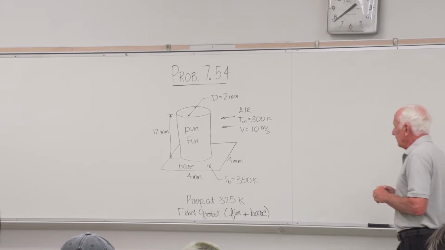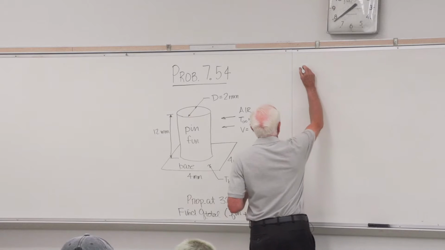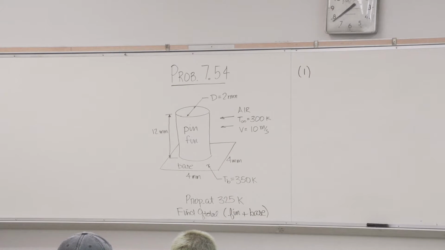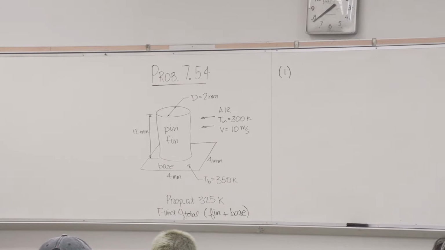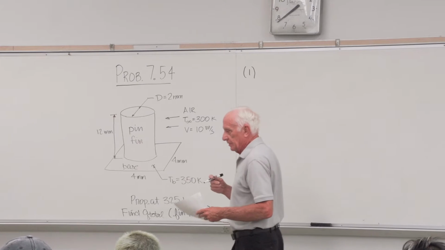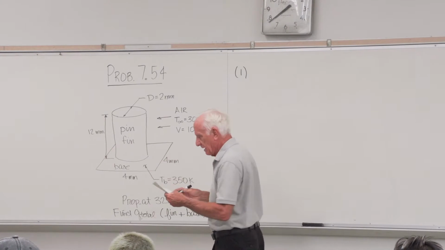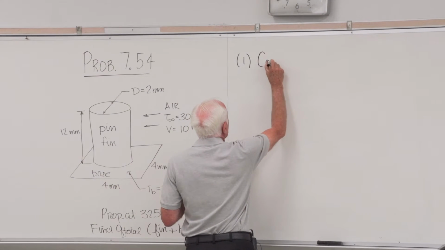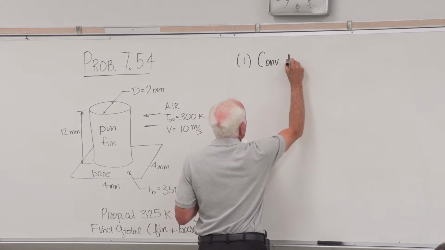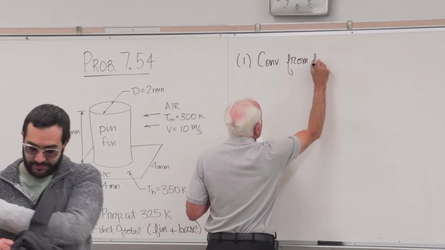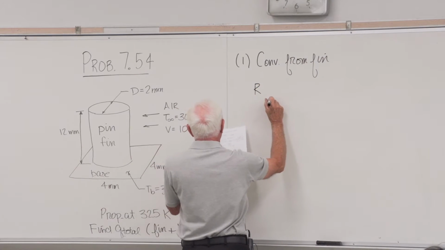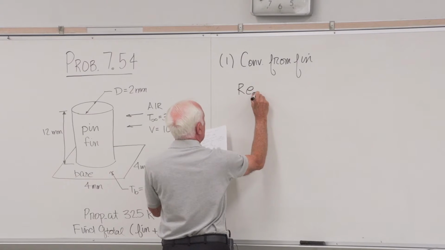Number 1, we said, first thing we want to do, since this is now chapter 7, is find out what h is for the fin. It's a circular geometry, the last part of chapter 7, circular geometry. So number 1, find convection from the fin. Step number 1, we have the Reynolds number based on the fin diameter.